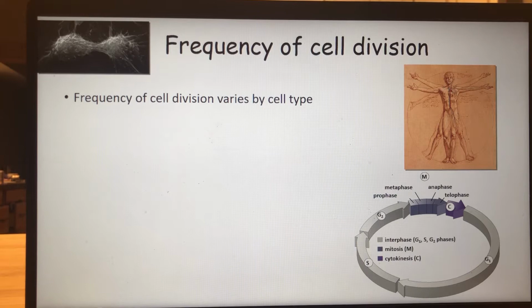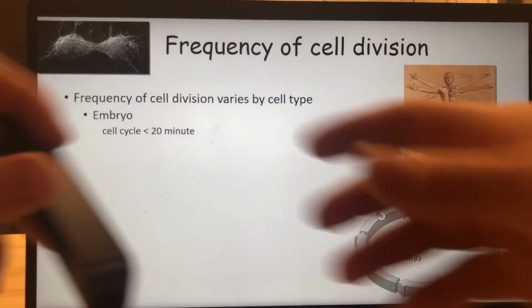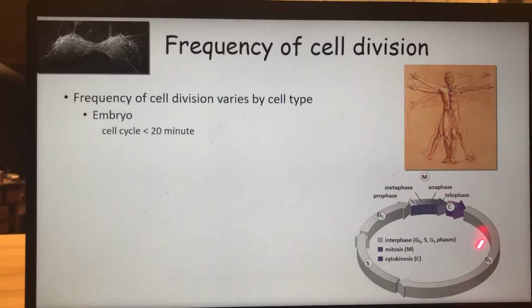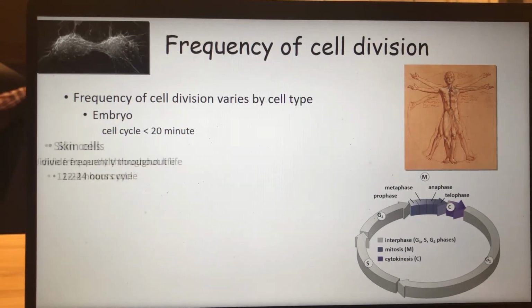Basically, the amount of time a cell will divide varies on the cell type. Essentially, an embryo will go through the cell cycle, which is right here. Remember, it's on my floor. Every 20 minutes, which would make sense because an embryo is going to be dividing very frequently.